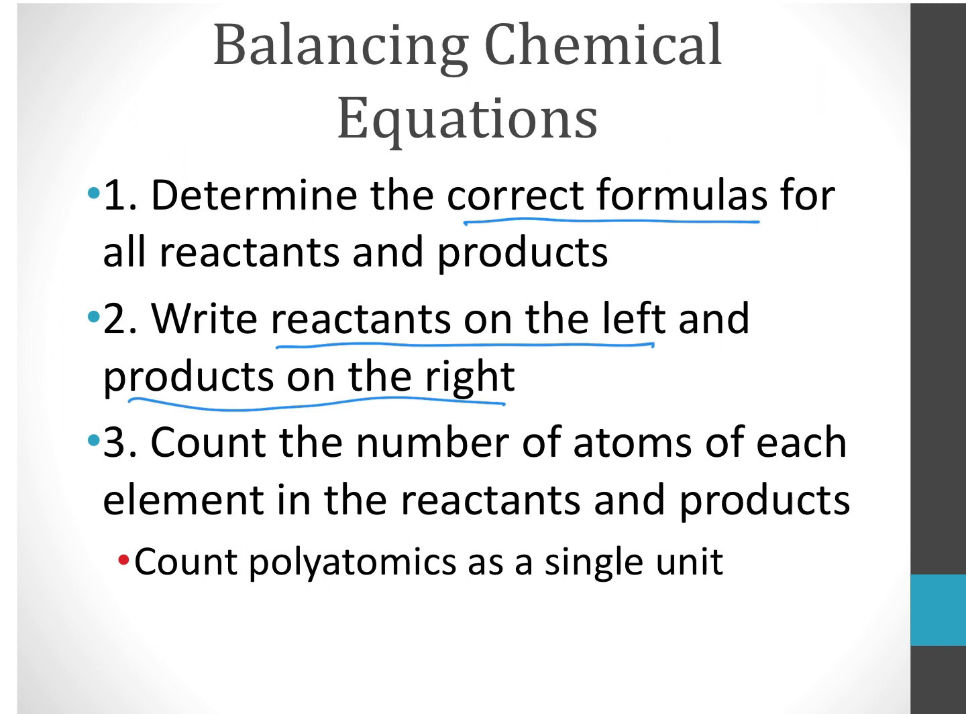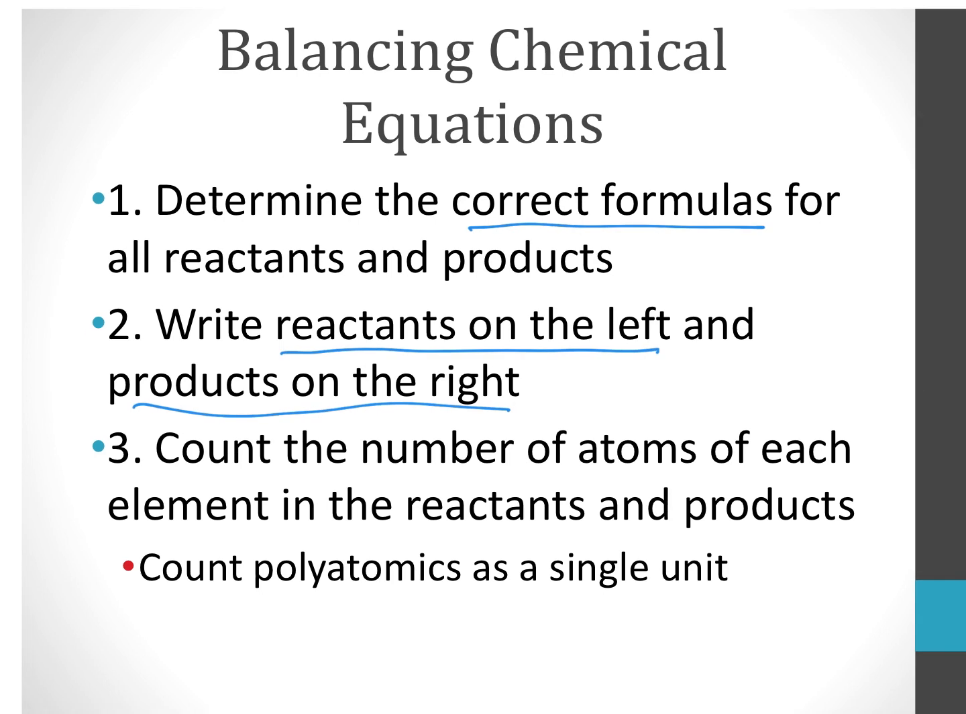And then we're just going to go through and count the number of atoms on each side of the reaction. Okay, so we have to make sure however many atoms there are on the reactant side, there has to be an equal amount on the product side. One tip I have: when you get to polyatomics, we count these as one single unit. Okay. And so if you're sitting there like, what does that mean?